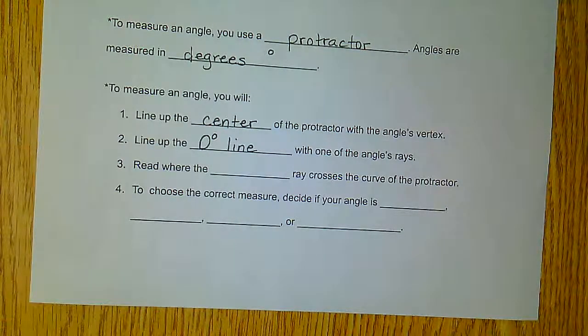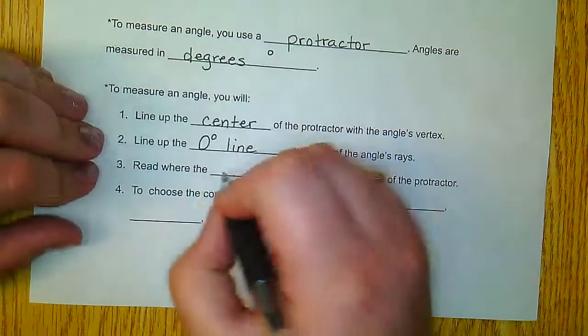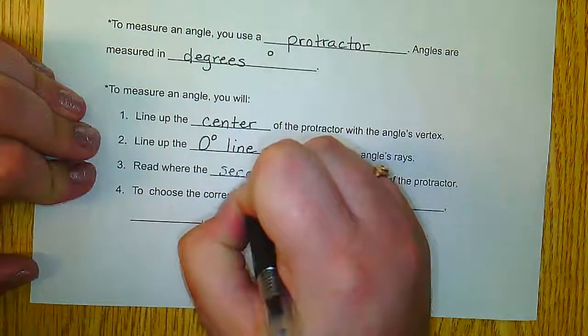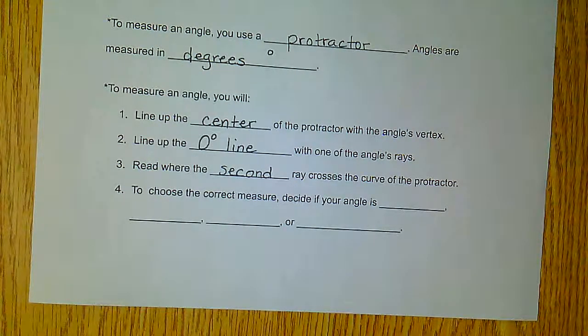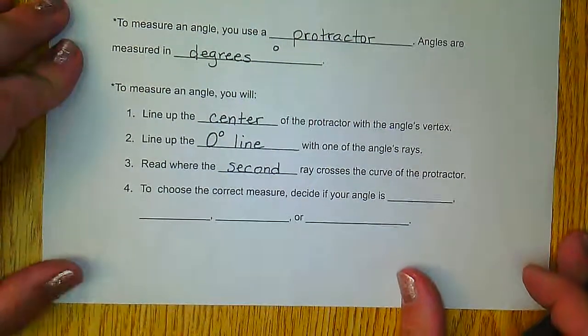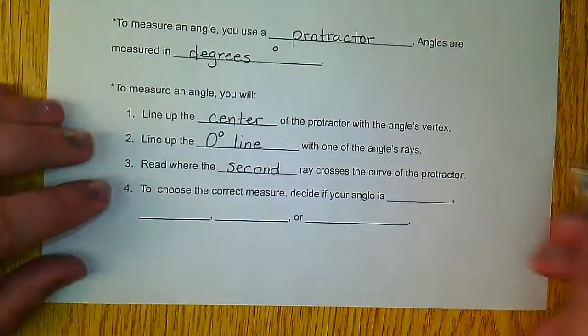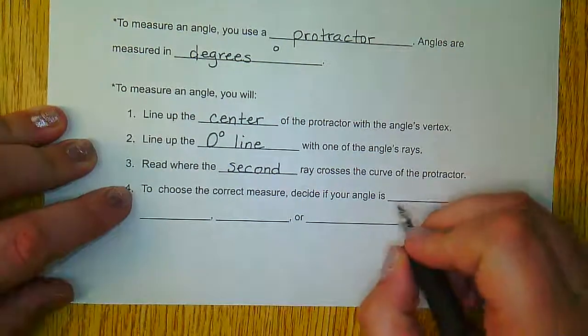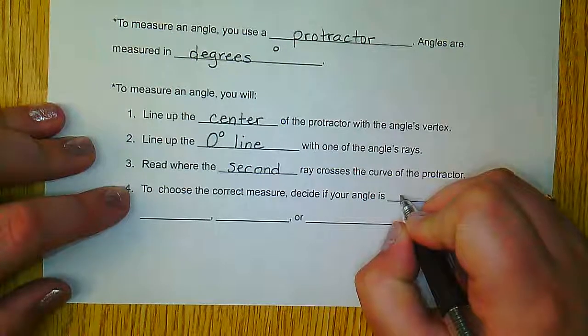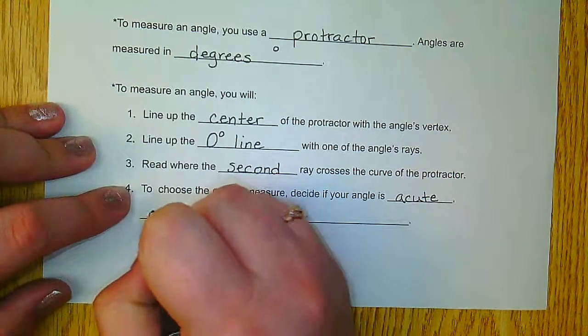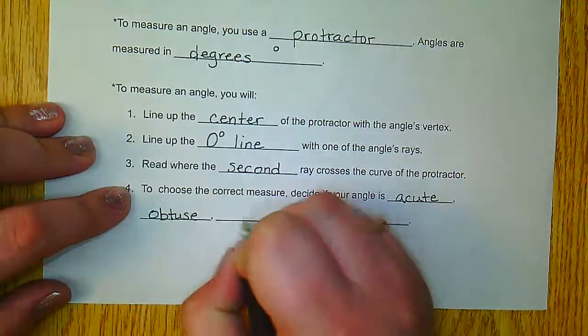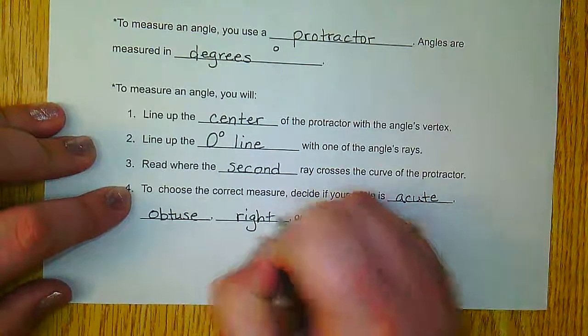Our third step is to read where the second ray crosses the curve of the protractor. And I'm going to go ahead and fill in 4 as well, because those two steps kind of go hand in hand. Then step number 4, to choose the correct measure, decide if your angle is acute, obtuse, right, or straight.